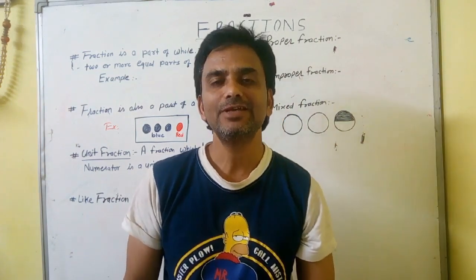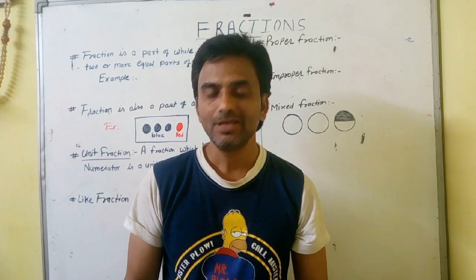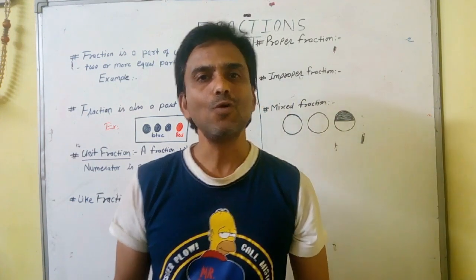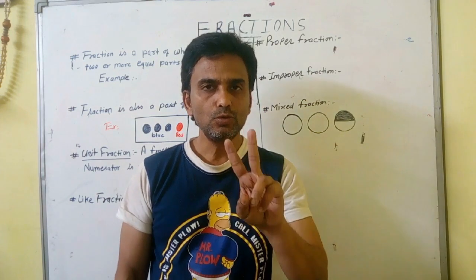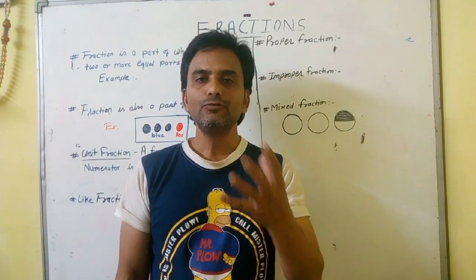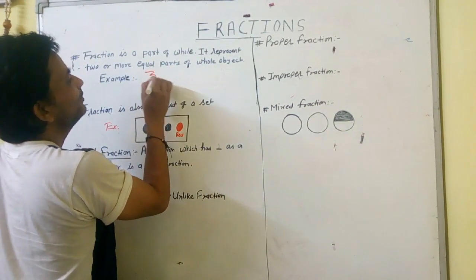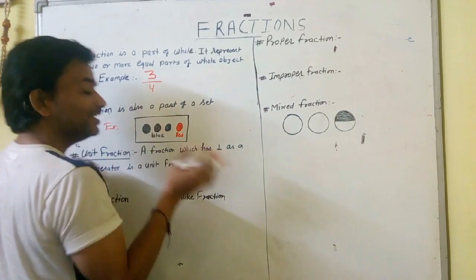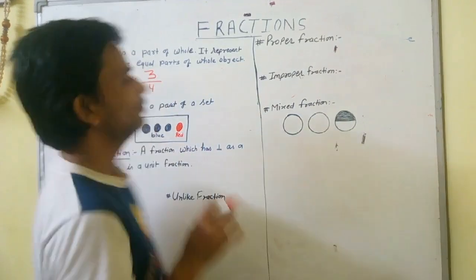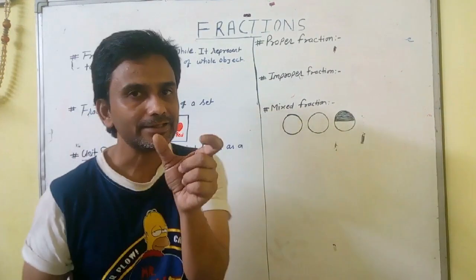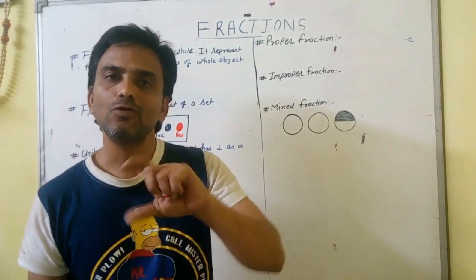In the next class, we learn fraction. So what is a fraction? A fraction is a part of a whole. It represents two or more equal parts of a whole object. An example, 3 by 4. Now what is 3 by 4? 4 is the whole number and 3 is a part of the whole object.